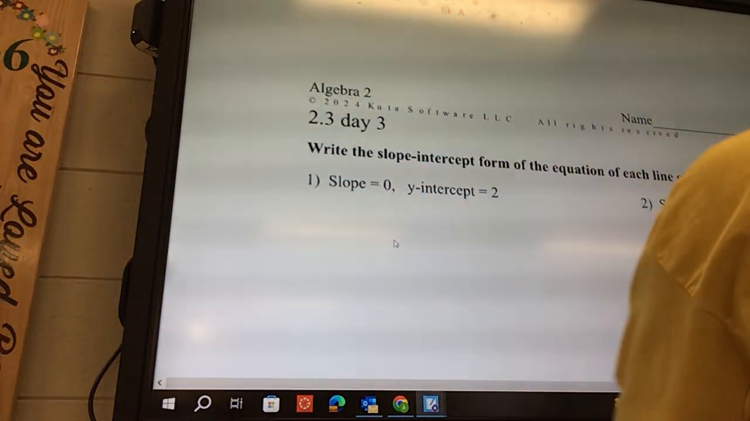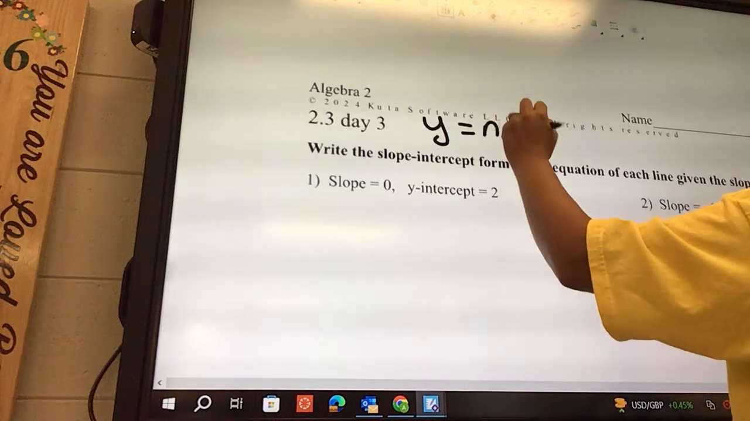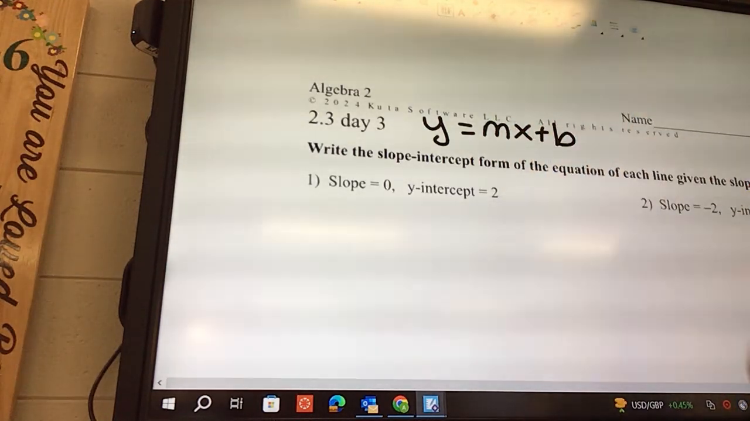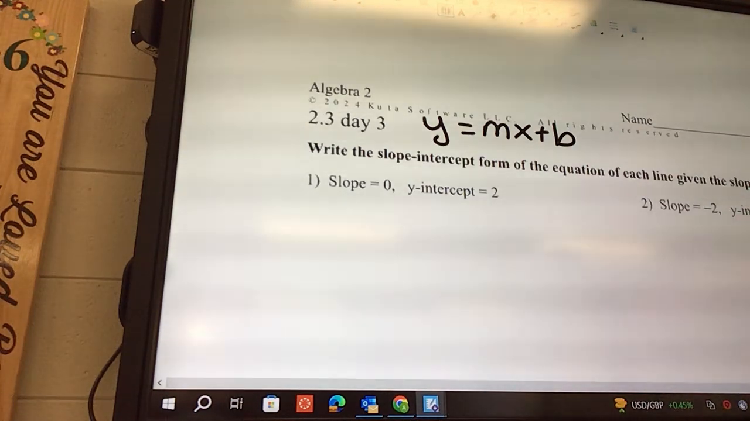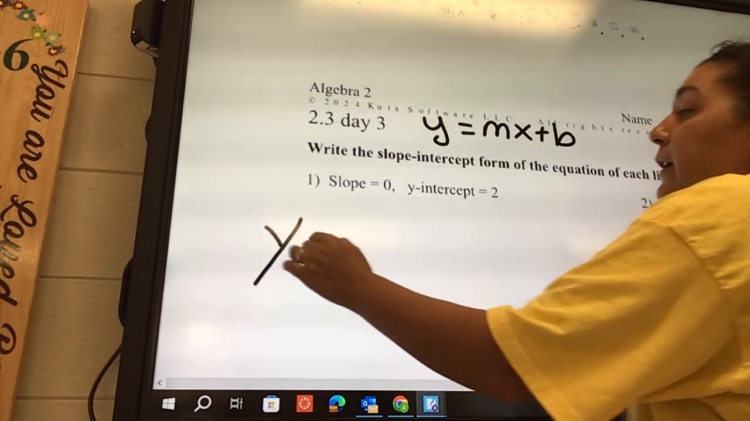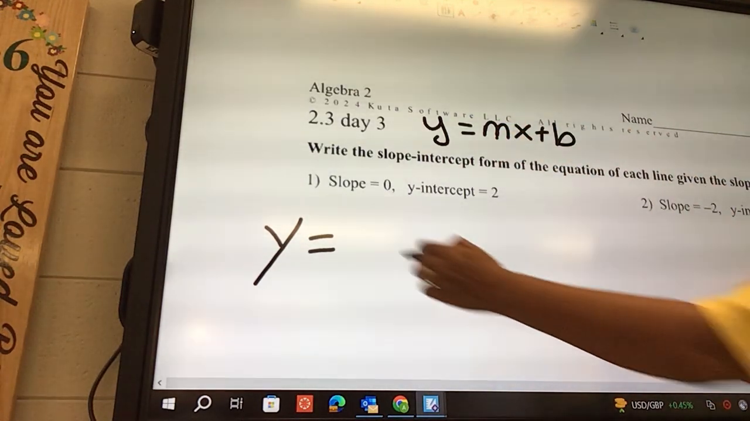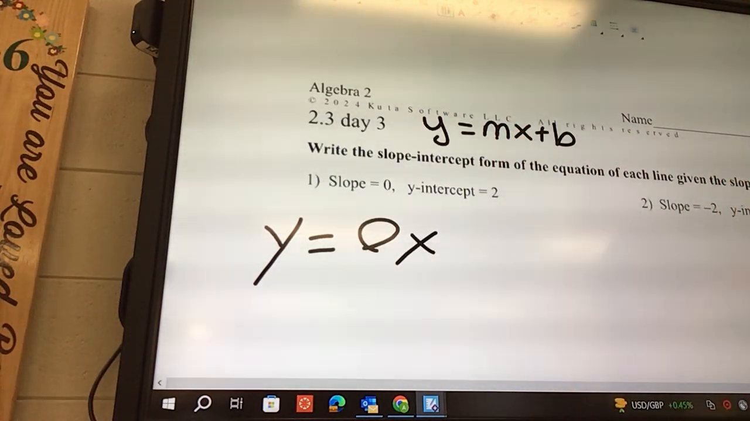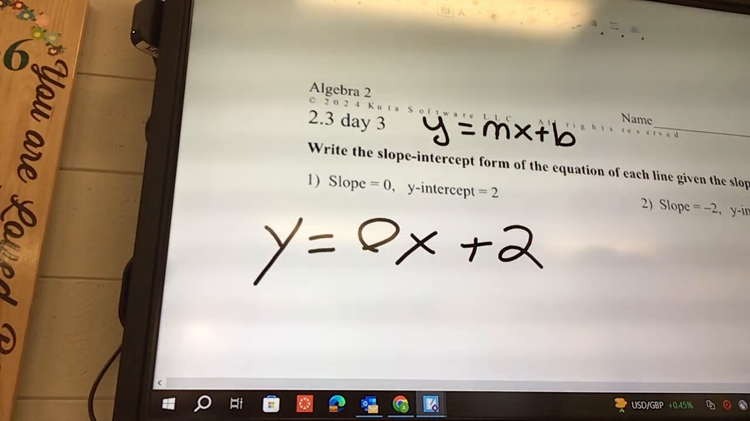M equals something, got the M part right. Okay, so we got y equals mx plus b, that's slope-intercept formula. So we need it to look like that. So we're gonna say y equals what? What's my slope, my m? 0x plus my b. What's my b? The y-intercept, which is 2.